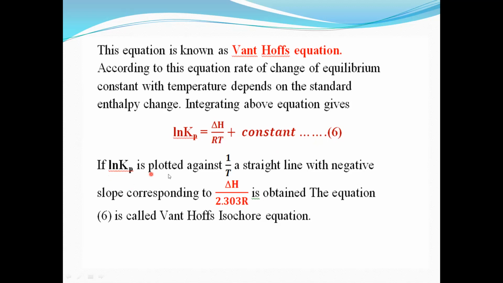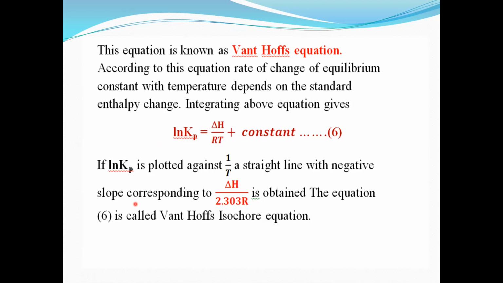Now if ln Kp is plotted against 1 upon T, that is, we have to plot a graph, on x-axis we have to take ln Kp, and on y-axis we have to take 1 upon T. Then what we get? If ln Kp is plotted against 1 upon T, a straight line with negative slope corresponding to delta H upon 2.303 R, because here ln is there, so we have to convert this ln into log. So when we are converting ln into log, we have to multiply by 2.303.